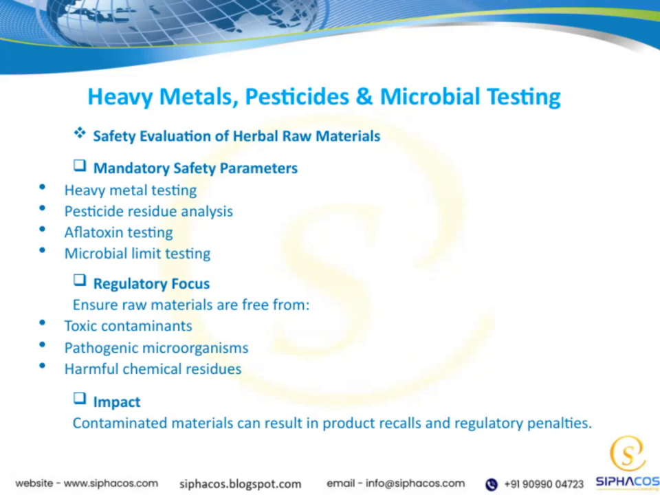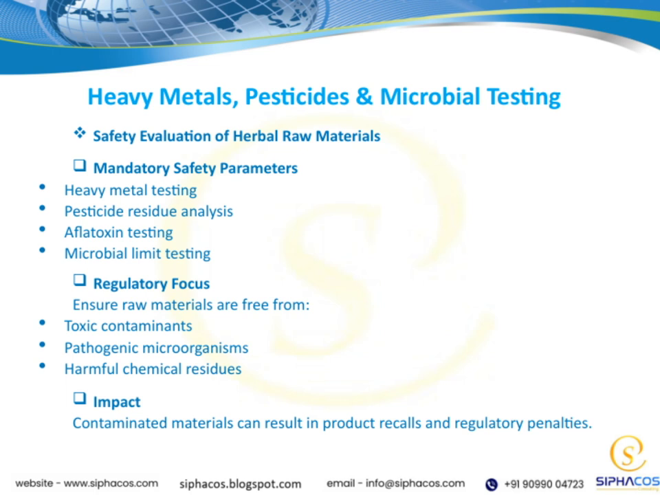When it comes to the safety evaluation of herbal raw materials, there are some key parameters we need to focus on. First, heavy metal testing is crucial because metals like lead, mercury, and cadmium can accumulate in herbs and pose serious health risks. Next, pesticide residue analysis helps us ensure that harmful chemicals used in farming haven't contaminated the raw materials. Aflatoxin testing is also essential because these toxins, produced by molds, can be extremely dangerous if present in herbs. And of course, microbial limit testing helps us confirm that the materials are free from harmful microorganisms that could cause infections or spoilage.